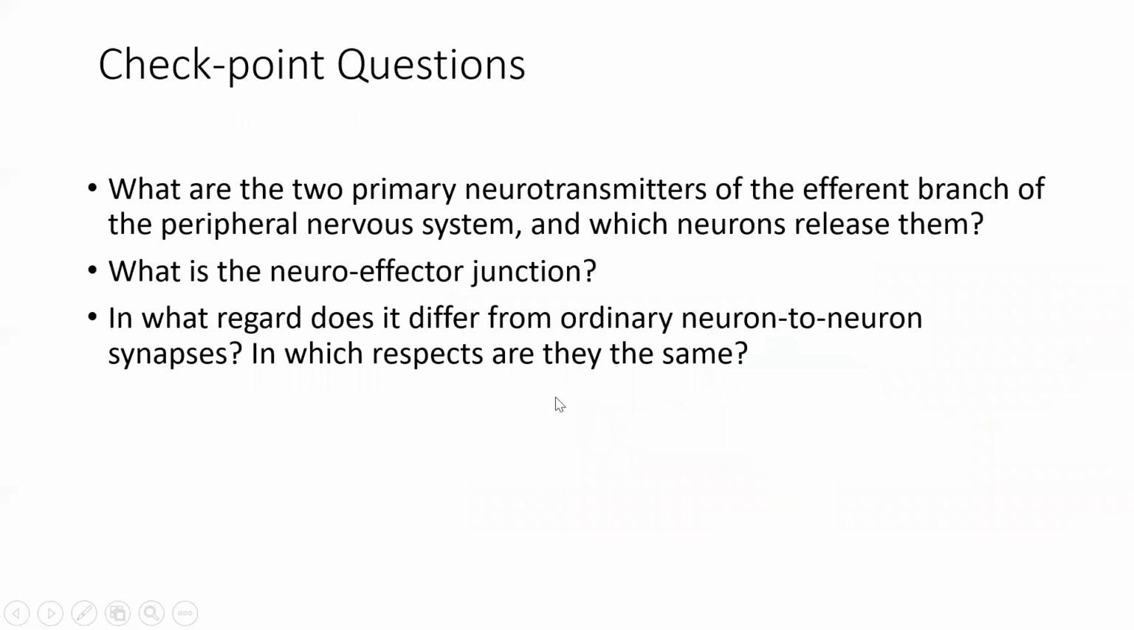All right, let's look at a few practice questions. So the first one, what are the two primary neurotransmitters of the efferent branch of the peripheral nervous system and which neurons release them?